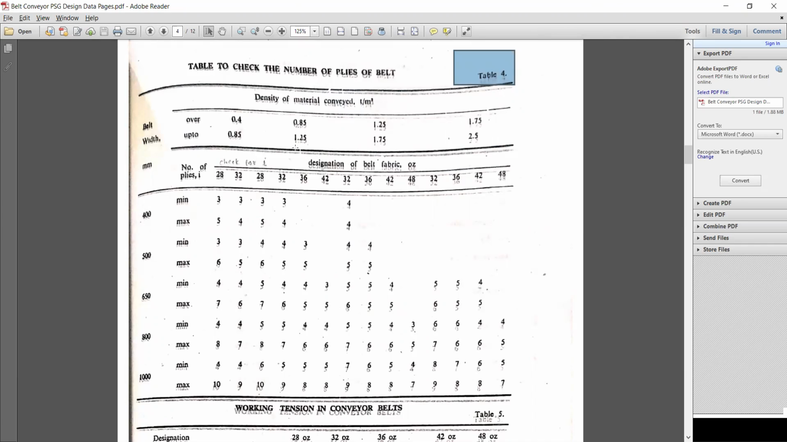Then we have to find out the designation of belt fabricated. It is in the form of OZ. Okay. So how could it be decided? It could be decided based on the belt width, which is shown over here. Then the number of plies, that could be 28, 32.